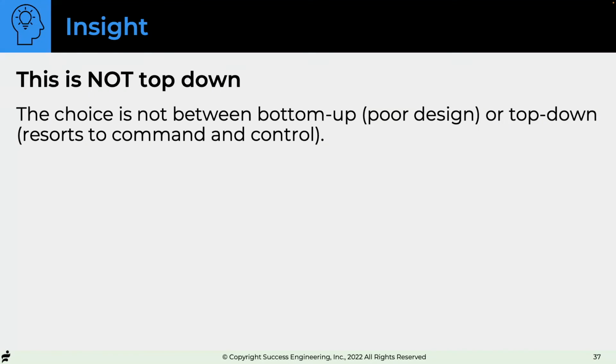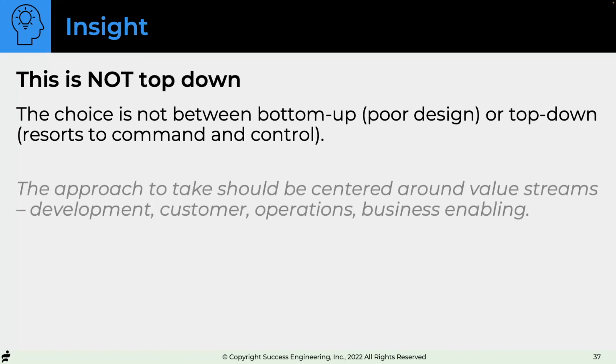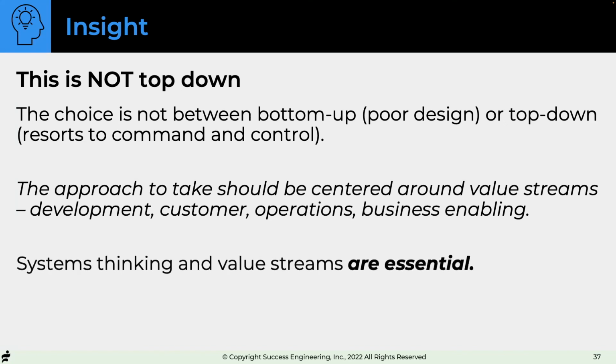I've not seen any exceptions to this design technique. And it totally flips things. You've got to design in a cohesive manner. And the approach, it's not top down either, because that's now adding structure in a way that forces people to do things. It should be centered around value streams because that takes this holistic view. Systems thinking and value streams are essential, just mostly ignored, which is just tragic.